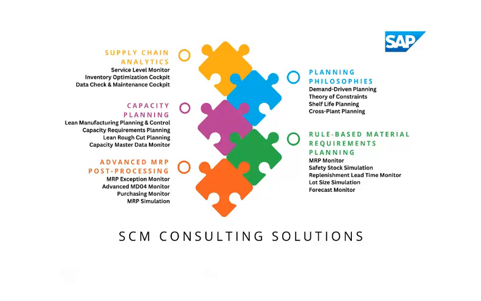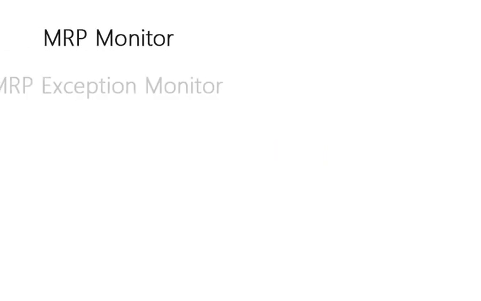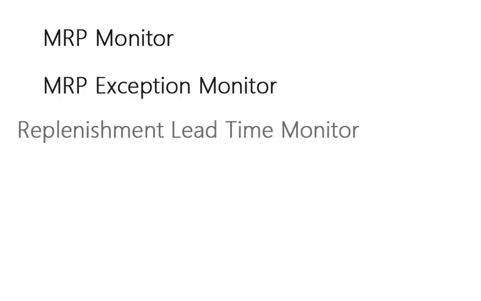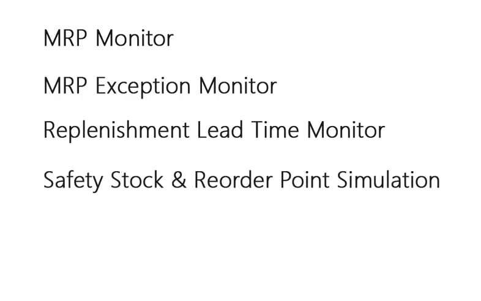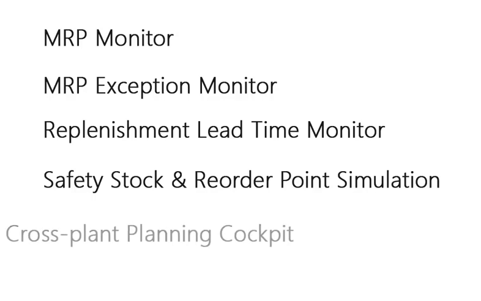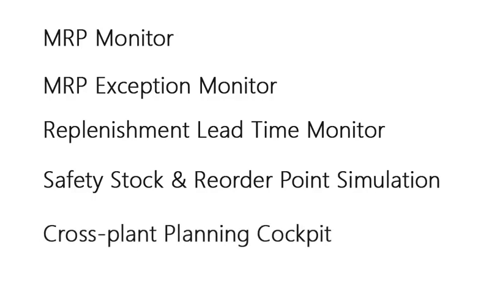And the impact of filling those white spots sounds pretty significant. You mentioned a planner instantly seeing critical parts about to stock out. That's huge. That immediate insight, that's the kind of aha moment we're talking about. Moving from chaos to control, we'll be looking at the MRP monitor, the MRP exception monitor, replenishment lead time monitor, the safety stock and reorder point simulator, and the cross-plant planning cockpit. Real game changers. Okay, let's unpack this.